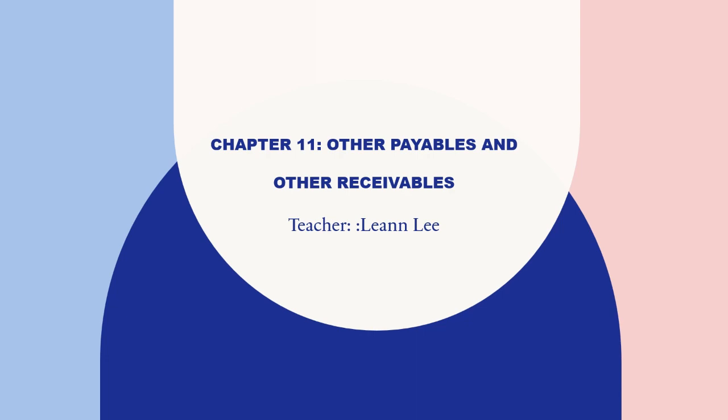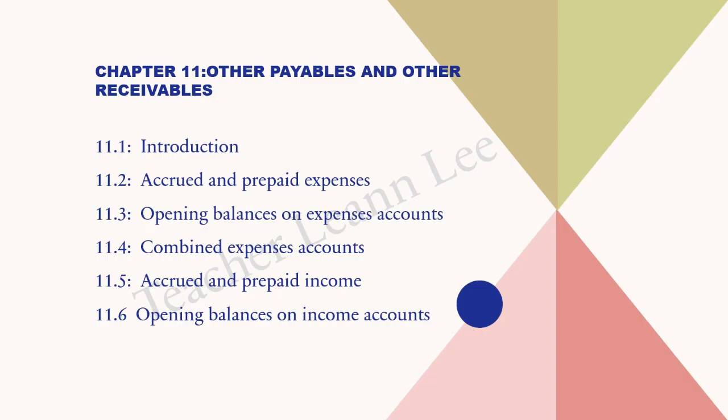Other payables can also mean that I have already used up a company's provided service or benefit, but I still owe their money. The same goes for other receivables: I supposed to provide other people service and benefit, but they haven't paid me yet. Okay. This chapter I will cover the introduction.